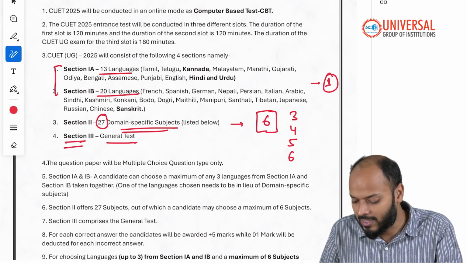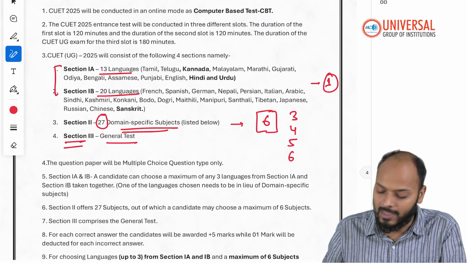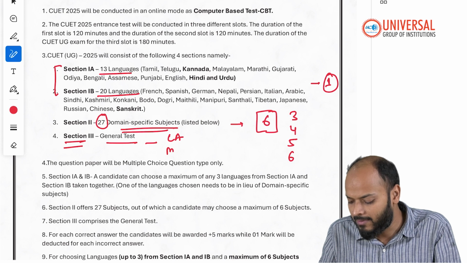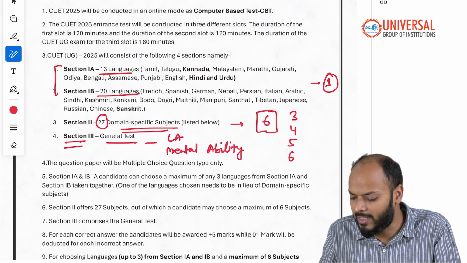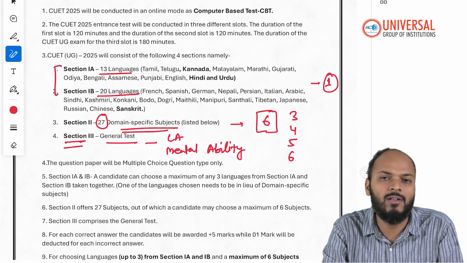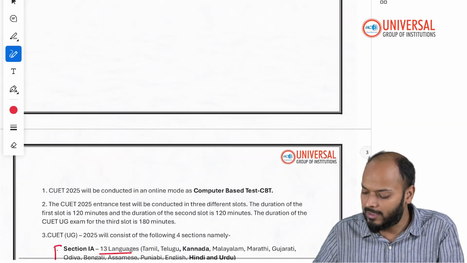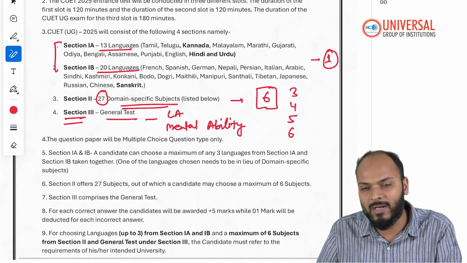And the third section is the general test. In the general test, you will be asked questions related to current affairs, then mental ability, meaning basic quantitative aptitude, logical reasoning, right? Now, so coming to the subjects list or the test pattern which we have discussed.